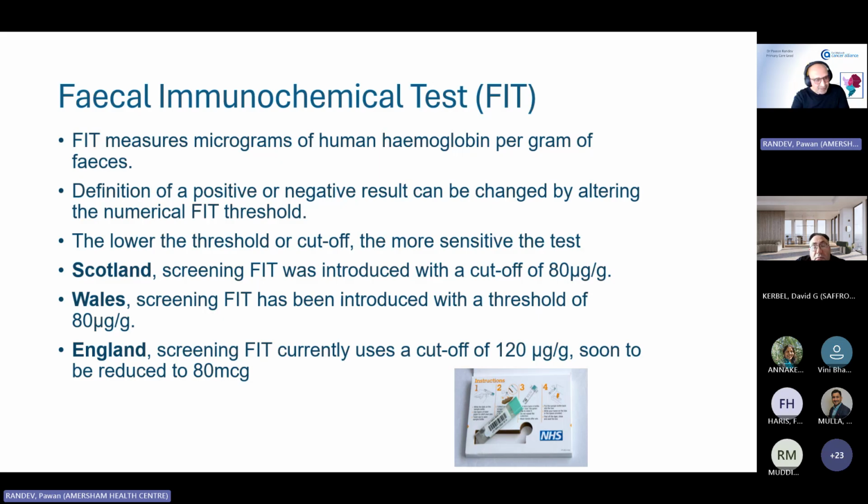And I give at the bottom of this slide, where it says Scotland, Wales and England, we use exactly the same test for bowel cancer screening. And because it's quantified, you can change the rate. If you look at the bottom bullet point, in England, our screening FIT currently uses a cutoff of 120. The cancer plan 3 weeks ago has announced that that's going to be reduced to 80 micrograms. And we talked about this in more detail at the last webinar if you wanted to have more information about it.